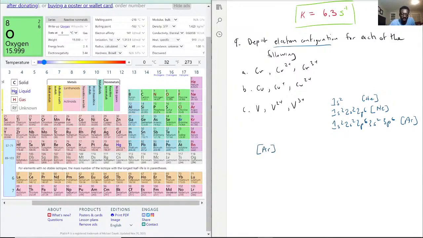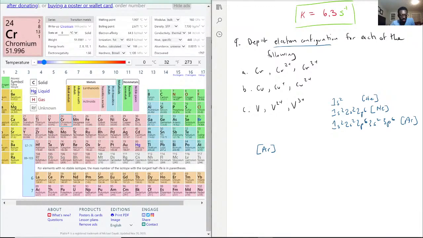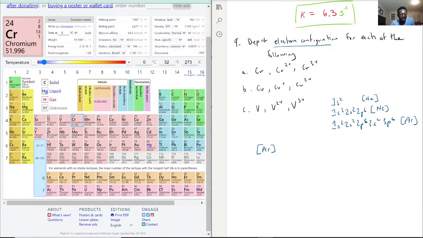Now we want to do chromium first. Chromium is right there. Chromium is going to be 4s2, because we started at the fourth row. But because you got into the d subshell, we want to subtract 1 from the number, so you actually have 3d4.